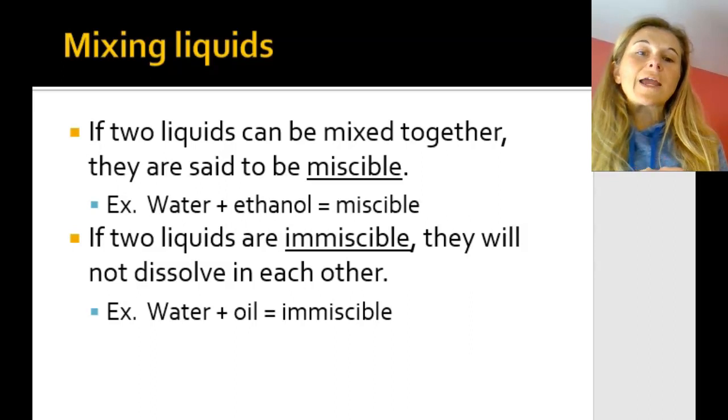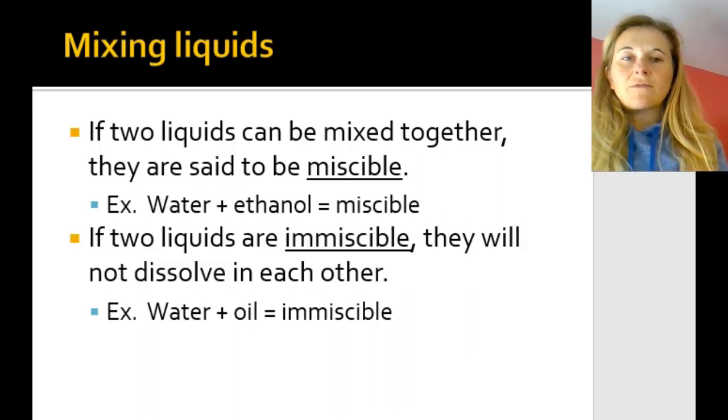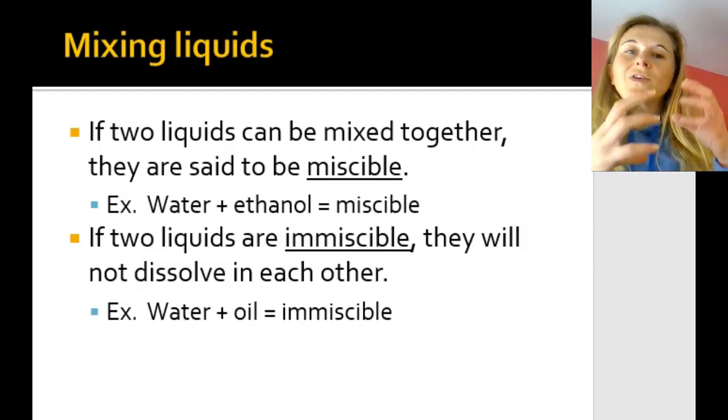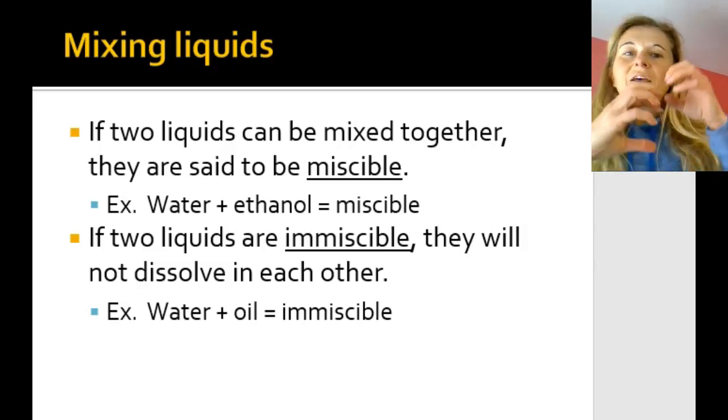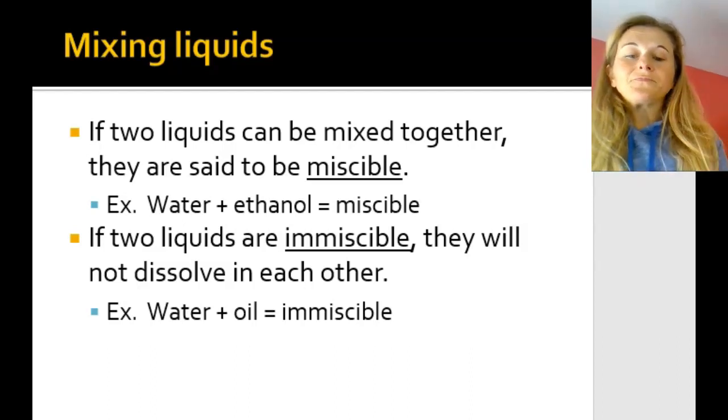If two liquids are immiscible, they do not dissolve in one another. So, like I just said on the last slide, water and oil is immiscible. If we take water and oil and we put it into a bottle and we shake it up, the oil is not going to dissolve in that water. An example of that would be like salad dressing, right? If you take a salad dressing like oil and vinegar or a vinaigrette, it's always going to separate out. You have to shake it up every time you want to go use it, and the oil and water separate back out between uses.